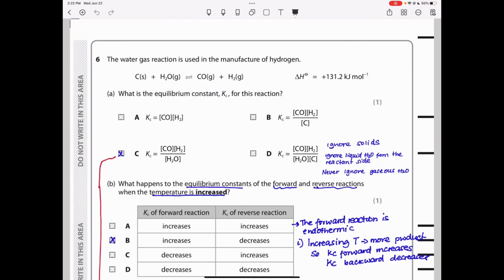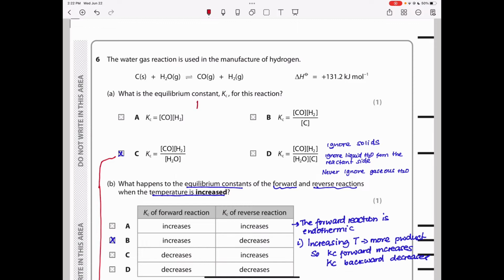Question 6. The water-gas reaction is used in the manufacture of hydrogen. So here we can see there is carbon, there is water, and then carbon monoxide produced as well as hydrogen. They ask, what is the equilibrium constant Kc for this reaction? Kc, I wrote the explanation down there, but let me just write it again here.